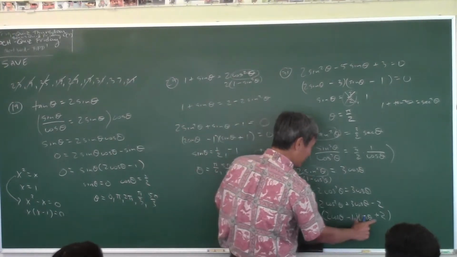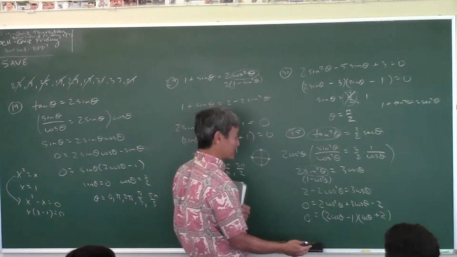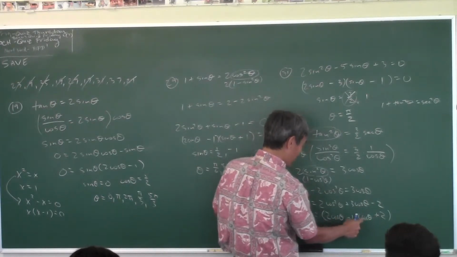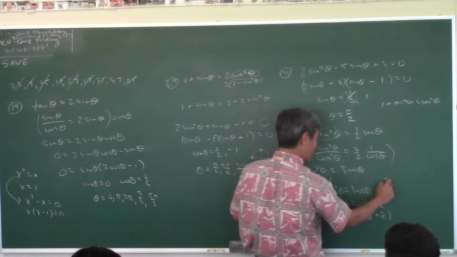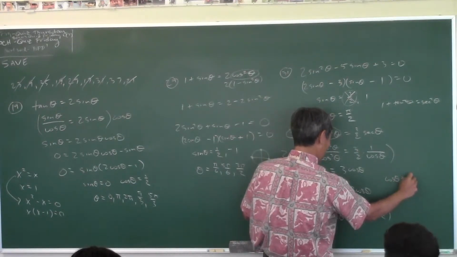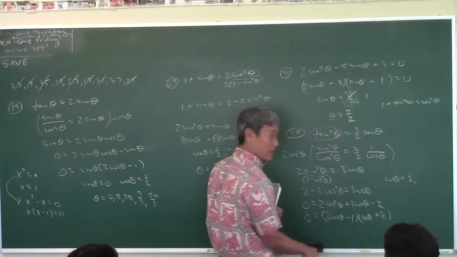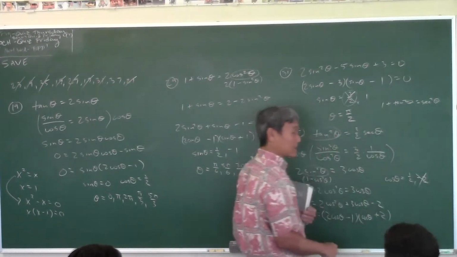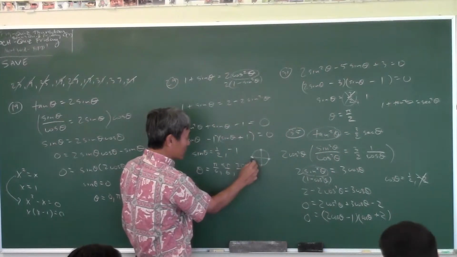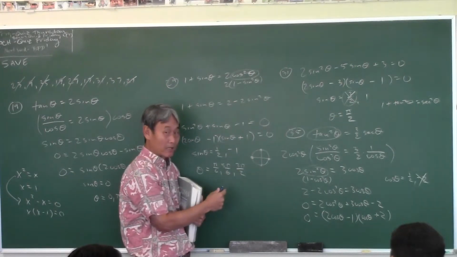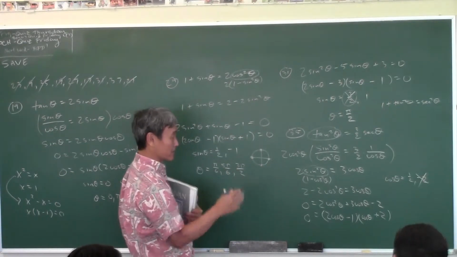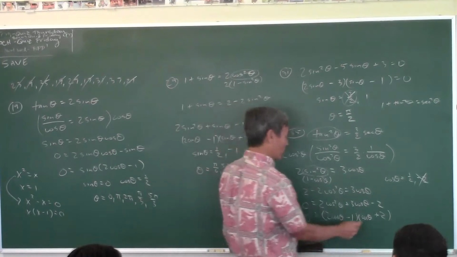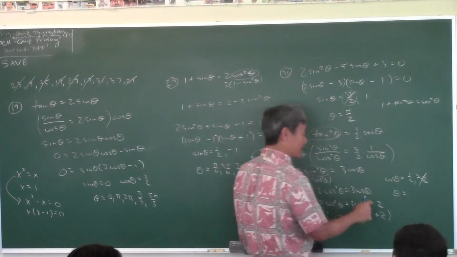Okay, so if something times something equals 0, how many times has that happened? Either this one is 0 or that one is 0. What will make this thing 0? Cosine theta would have to be 1/2. And for this one, cosine theta would have to be -2. But we cross that out because again, the smallest cosine can ever be is -1. You can't go smaller than -1, so you just cross it out. So cosine theta is 1/2.